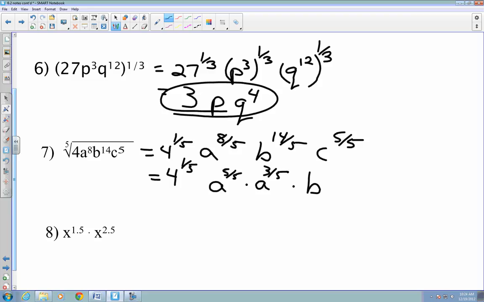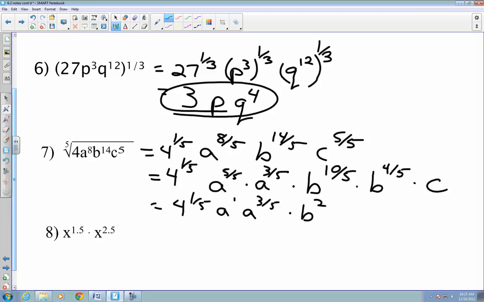Okay? So this is b to the, now I'm going to use a multiple of 5, 10/5, times b to the 4/5. This is going to simplify to 2. And the last one, we can just say c is c to the 1. Now, the reason I did this: 4 to the 1/5, a to the 1, a to the 3/5, b to the 2, b to the 4/5, c.